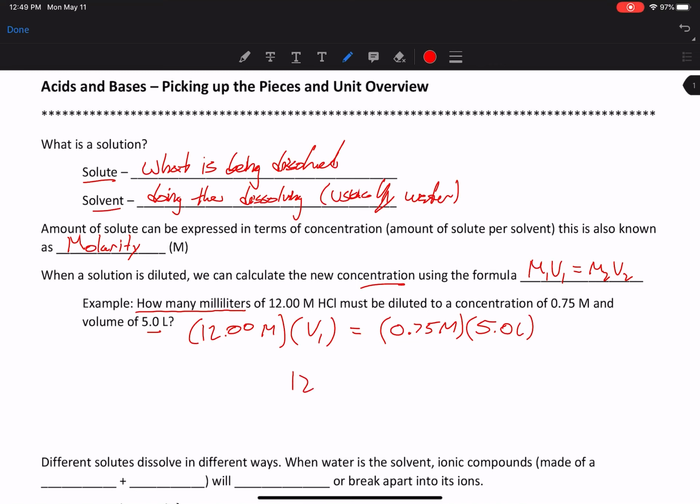All right, so we have essentially 12x. Multiplying these two numbers together over here gives you 3.75. And so x is going to be equal to 0.3125 liters. However, it did ask for it in milliliters, so we have to multiply this number by 1,000 because there's 1,000 milliliters in a liter, and so we would get roughly 313 milliliters for that one.